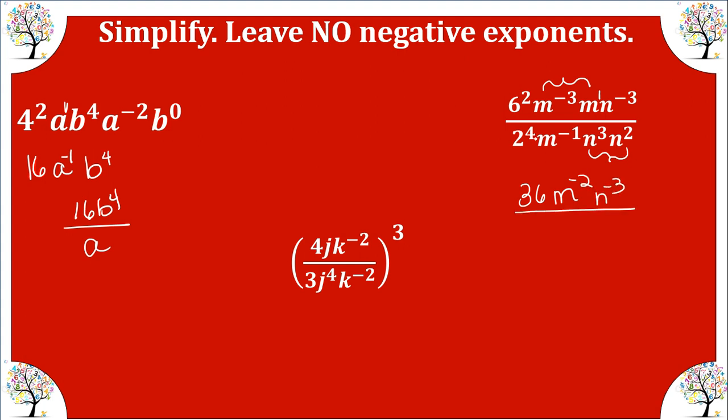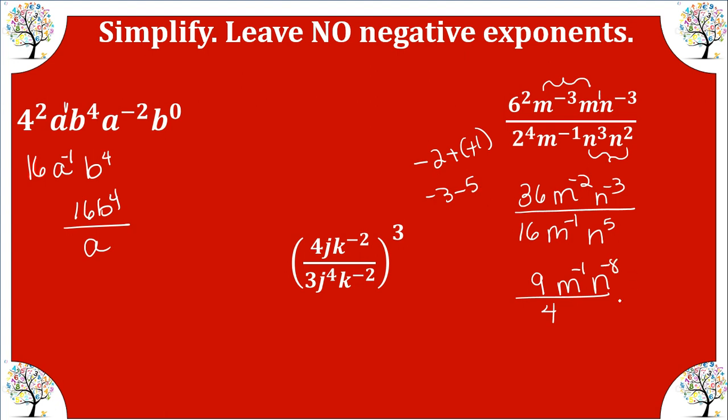In our denominator, we have 2 to the fourth, which is 16. We have n to the third times n to the second, that's n to the fifth. I'm going to simplify 36 over 16 by a factor of 4. And then we have an m and an n, and we're going to say negative 2 minus negative 1. That gives us negative 1 on the m, and negative 3 minus 5 gives us negative 8. So we're going to rewrite this, and we're going to move both the m and the n to the bottom.